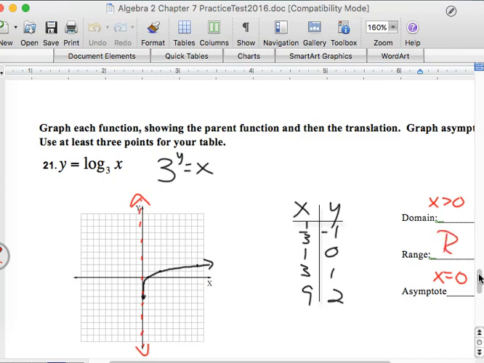Now let's make sure we did everything they said to do, because I didn't read the directions. Graph each function. Done. Showing the parent function and then the translation. Didn't have a translation. Graph the asymptotes. Bam. Right there. Make sure you use arrows on the asymptotes. Remember, even though it's a helper line, it's still a line. And then use at least 3 points for your table. Overachieve a little bit there.